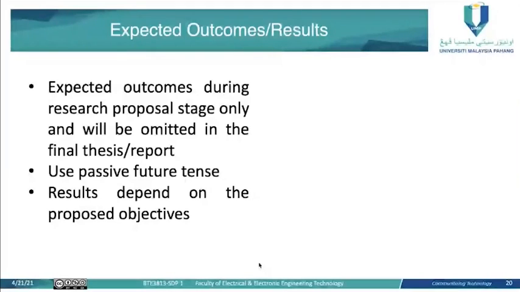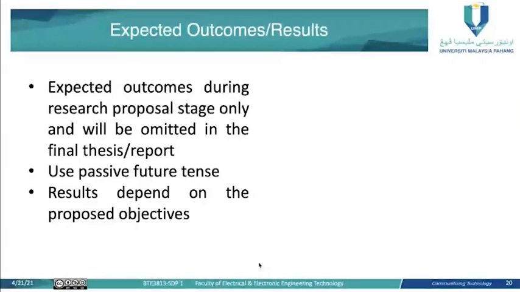For that, during your proposal presentation, you need to highlight this slide, expected outcome, and you need to write it in the thesis proposal that you submit to your supervisor. So expected outcomes are here only during the proposal stage, and will be omitted later on. Use passive future tense, because it's a proposal, so you say a system will be developed, a system will be fabricated, a system will be investigated. You are going to use passive future tense.